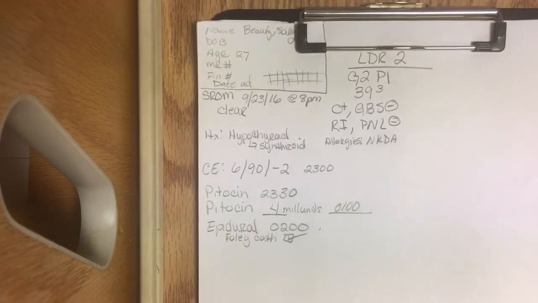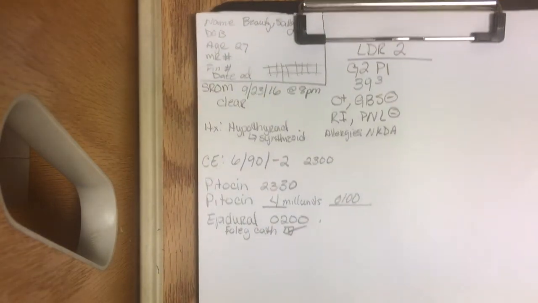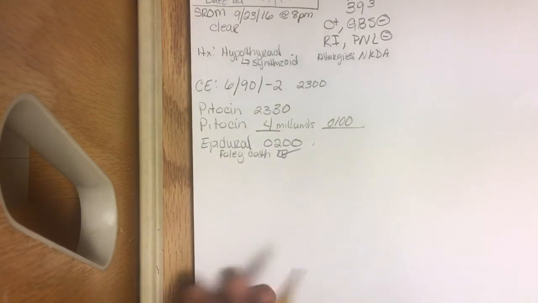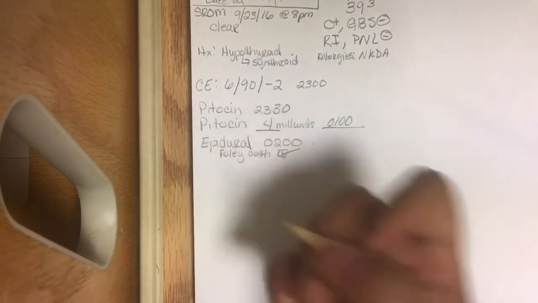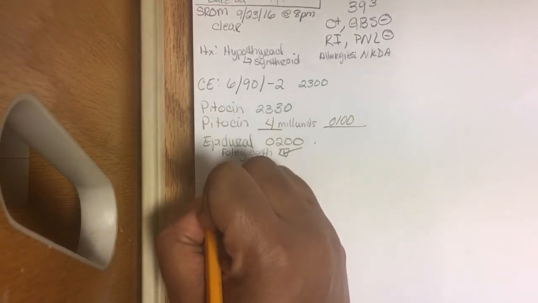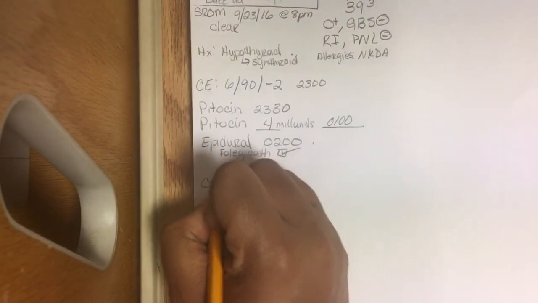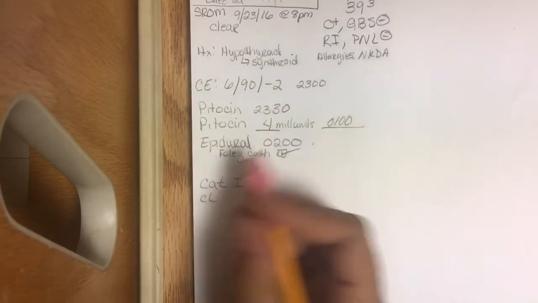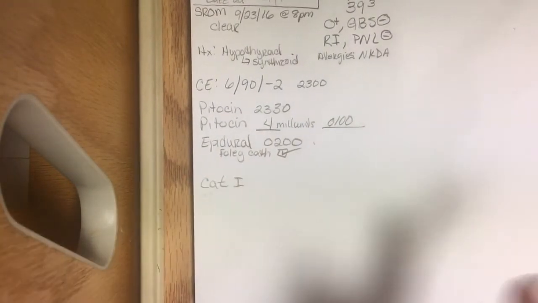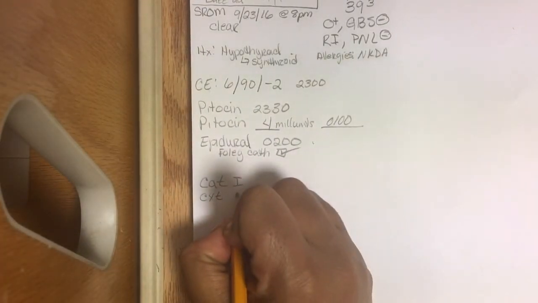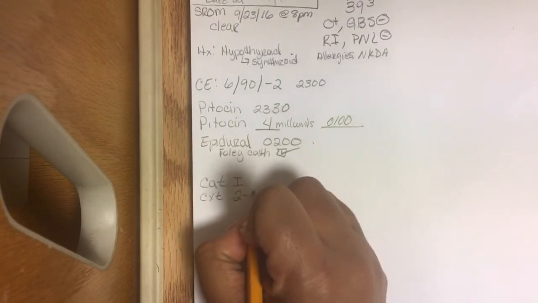Then you also want to report off on her fetal monitoring strip. It tells us a lot about the baby. Let's say if she was category 1 or category 2, you want to report off on that. So let's say baby has been category 1 all day, and then her contraction pattern. Her contraction pattern is about every 2 to 3 minutes.